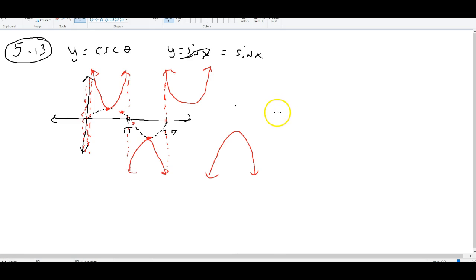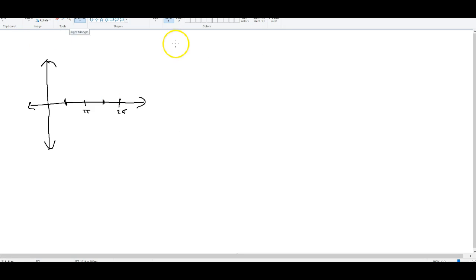Once you're done trying it, well, I'll go ahead and do it for you. All right, problem number 1 says graph y equals secant of theta. Well, you know what secant is, it's the inverse of y equals cosine theta, right? Cosine starts at 1, goes down to here, goes down to -1, back to 0, and back up to +1. So that's my y equals cosine theta.